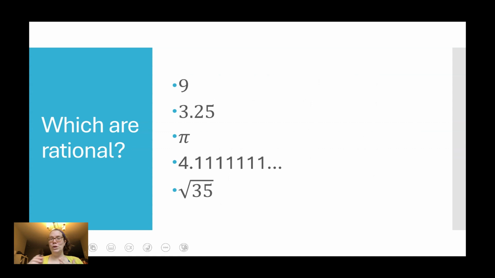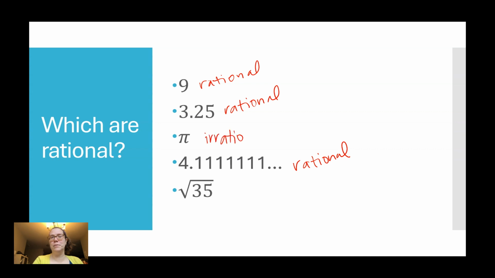All of these are real numbers. So, looking at which of these are rational, this guy's rational. This terminating decimal is rational. This repeating decimal is rational. Pi and the square root of 35 both have decimal expansions, but they do not repeat and they never end. So those are irrational numbers.